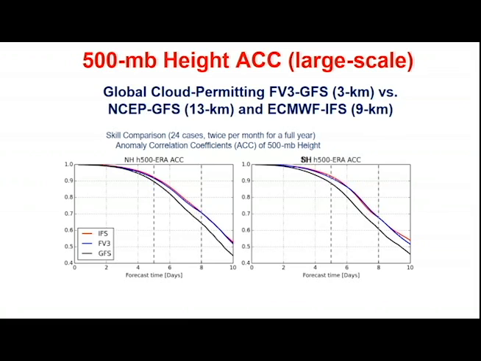When you increase the horizontal resolution, you are guaranteed to do a better job on the small scale, but this is very difficult to do on the large scale. So we actually get an equal score with the operational IFS, and it's certainly significantly better than the operational GFS.